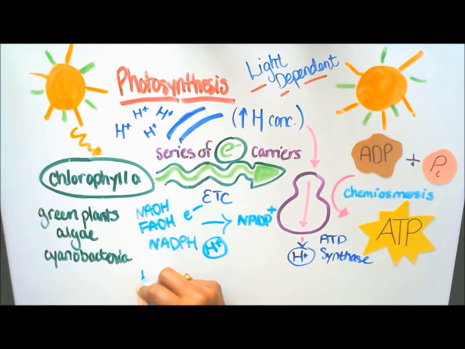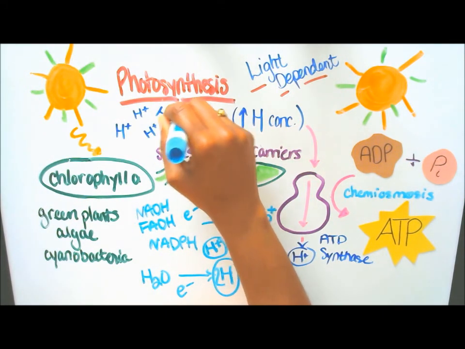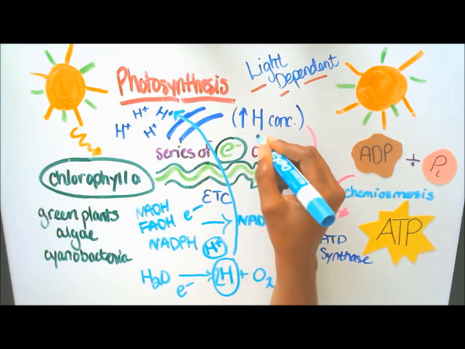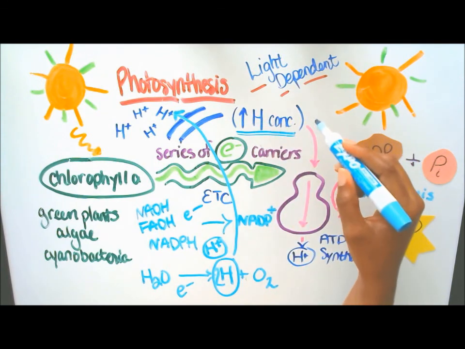Also, it happens that in the ETC, water is involved, and this gives us free electrons and hydrogens and our oxygen. Now, the hydrogens and the protons leave the cell, and we have a high concentration of protons outside of the cell.